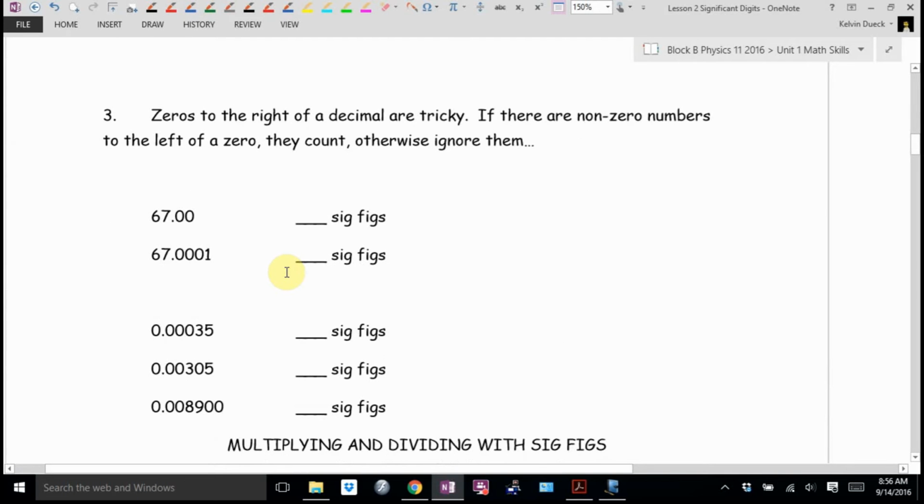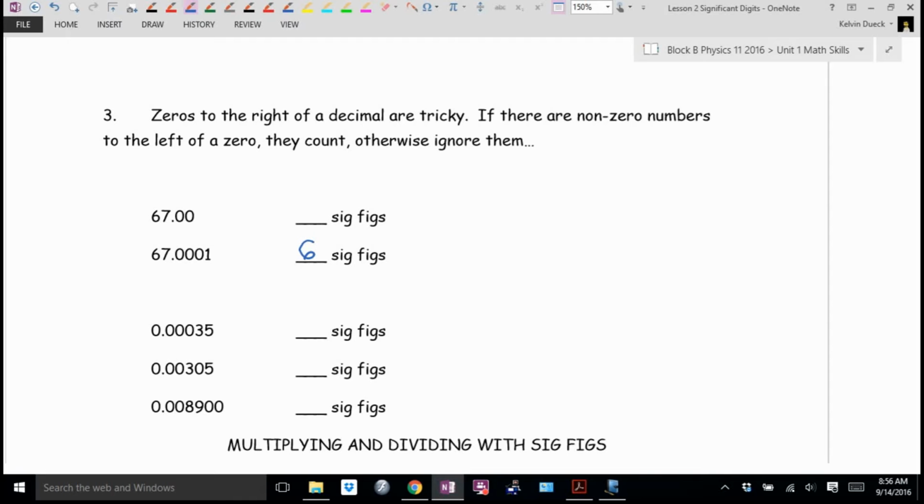Zeros to the right of a decimal point are tricky. If there are non-zero numbers to the left of a 0, they count. Otherwise, ignore them. We're going to come back to the first one in a second. The second one, we're assuming every one of those was measured. So zeros in between, we count them if they're in between non-zero digits.